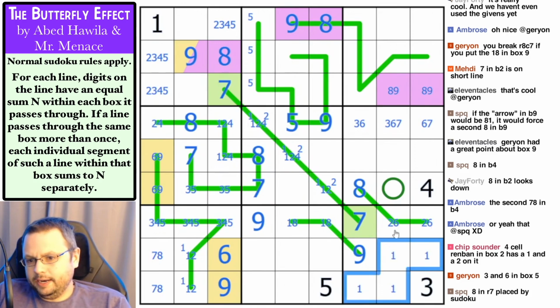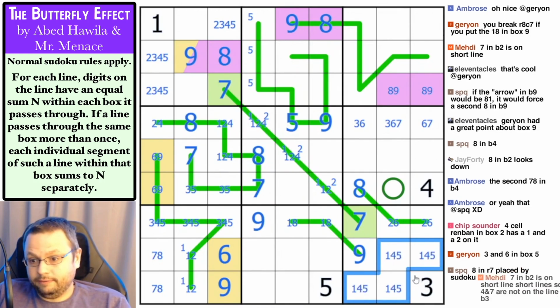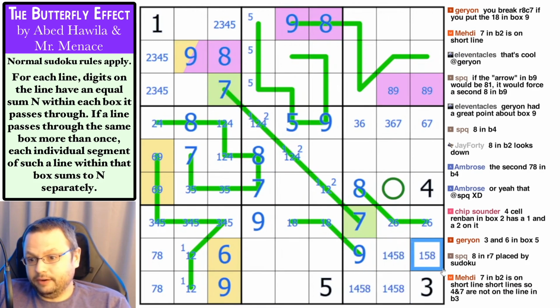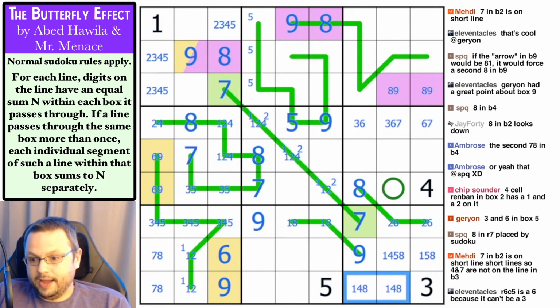I need to put a 1 in here. We've got a 2. We've got a 3. We need a 4. We need a 5. We've got a 6, 7, and we need an 8. So that's not a 4. These aren't 5. So yeah, one of these two is 5. I don't know which one.